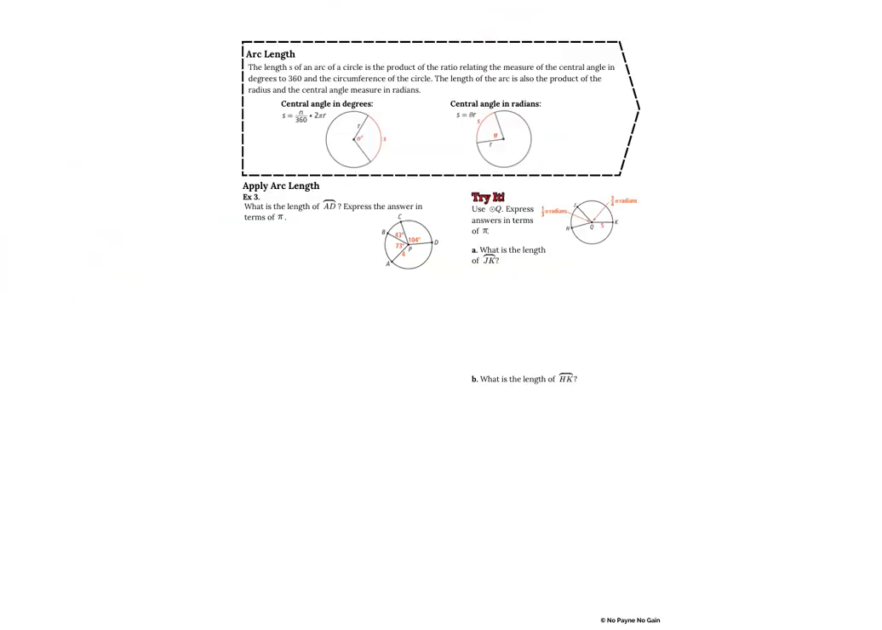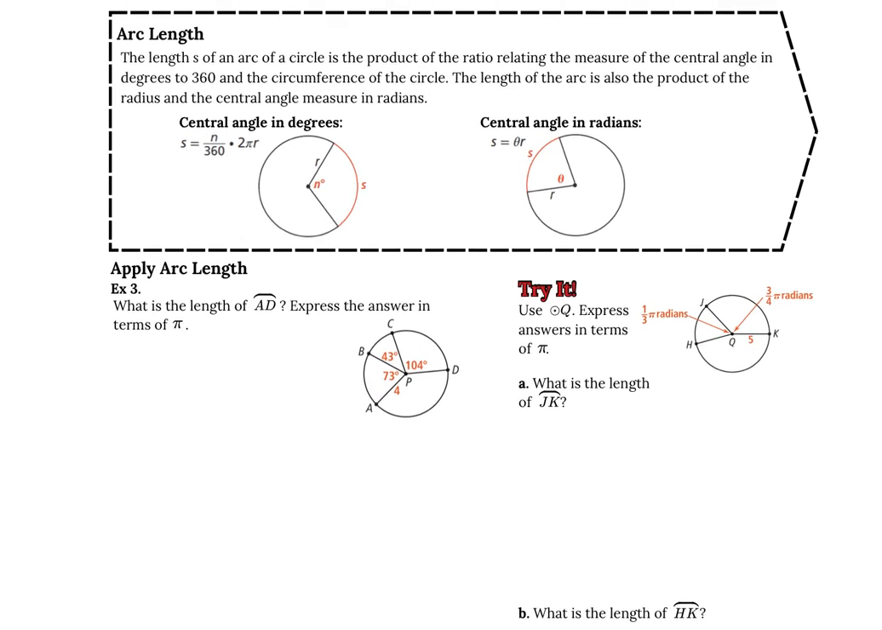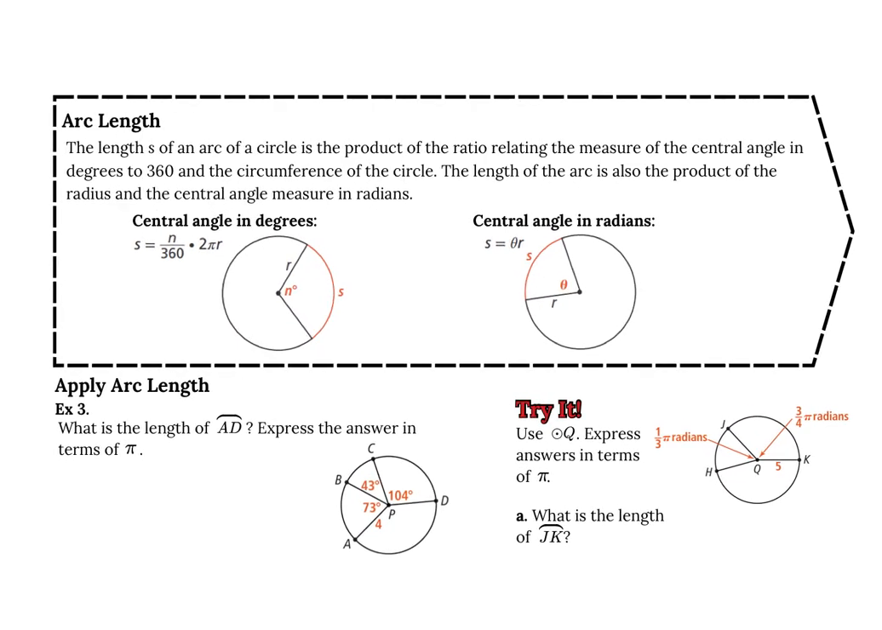Okay, next we're going to look at arc length. Okay, the length S of an arc of a circle is the product of the ratio relating to the measures. So these are again what we just kind of talked about. We created those formulas to help us find the central angles when we're dealing with degrees and with radians.